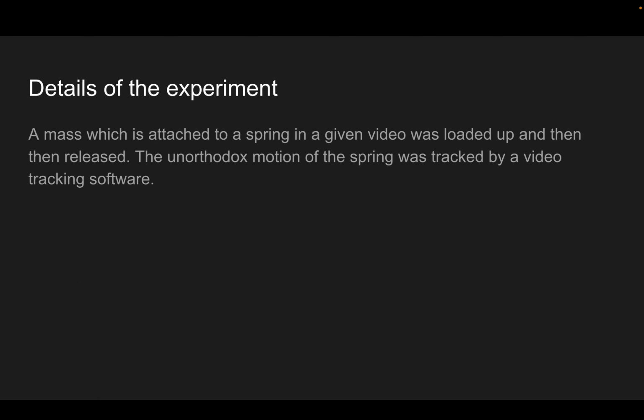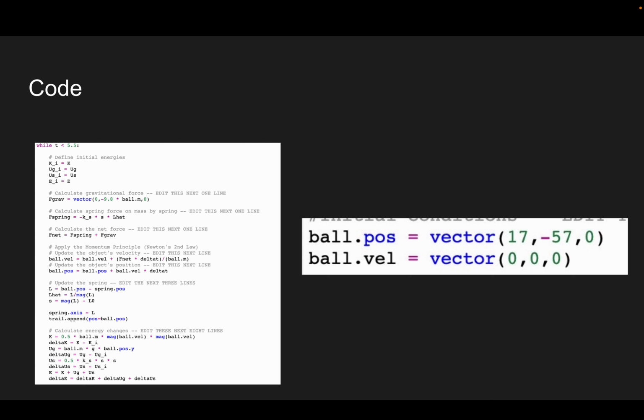So the details of the experiment is that a mass, which is attached to a spring in a given video, was loaded up and then released, and the unorthodox motion of the spring was tracked by a video tracking software, and this was then analyzed by code that I will describe in the next slide.